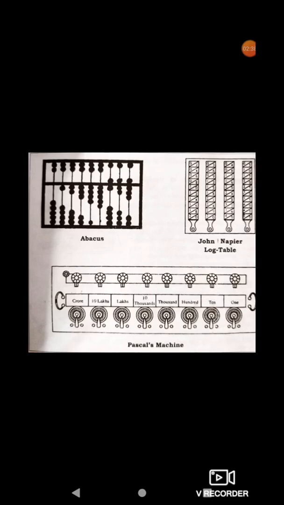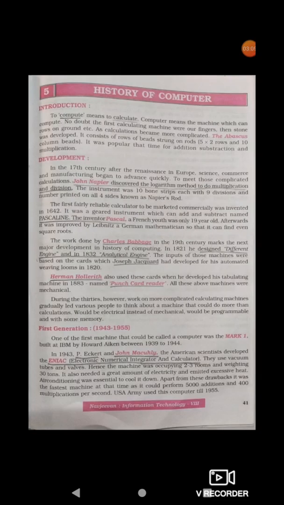The abacus, as you can see, is separated by strings, rods and beads. And the log table, similarly the Pascaline machine. This is just for you to understand in pictorial form what an abacus is, what a log table is, and what a Pascaline is. So let's now look at the generations.